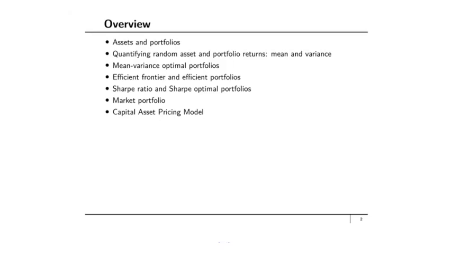We're going to define something called a market portfolio, and after defining the market portfolio, we'll get to something called the capital asset pricing model. These are the various modules that we're going to be walking through in this bigger topic of mean variance optimization.